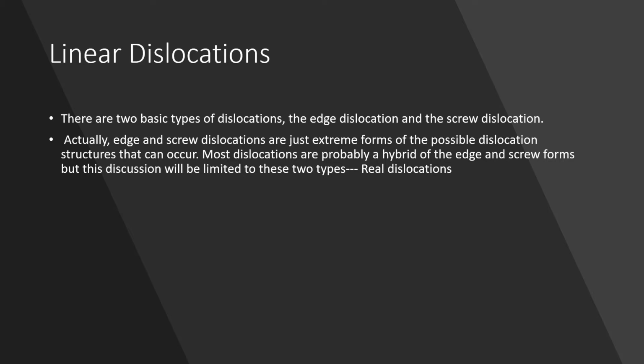But in reality, we can't isolate each one of them. Most materials have a hybrid of the edge and the screw forms, and those are called real dislocations. But to better understand, we will discuss each one specifically in this presentation.